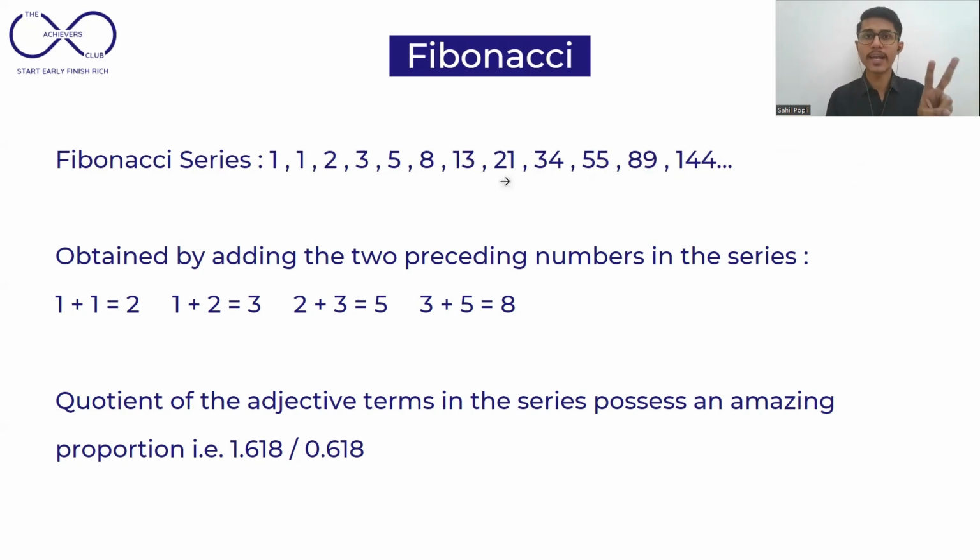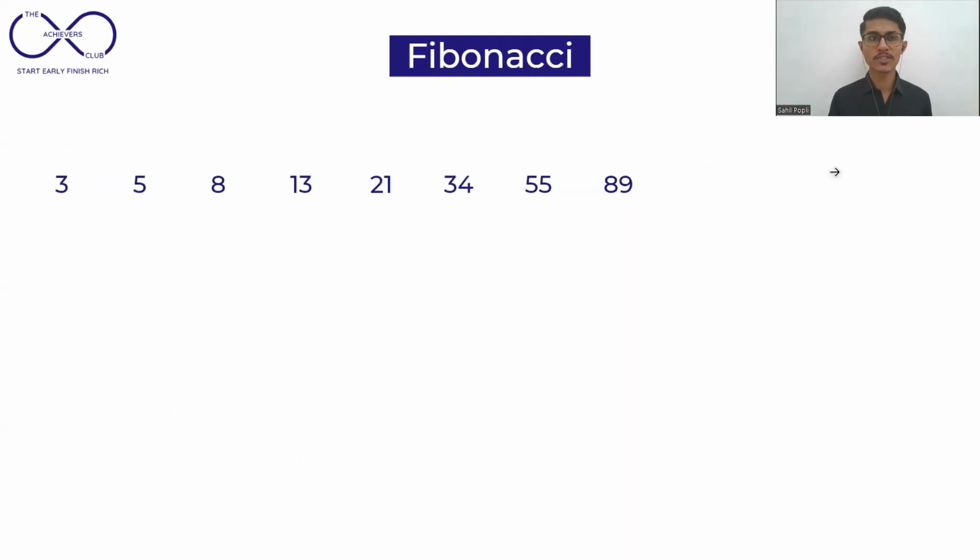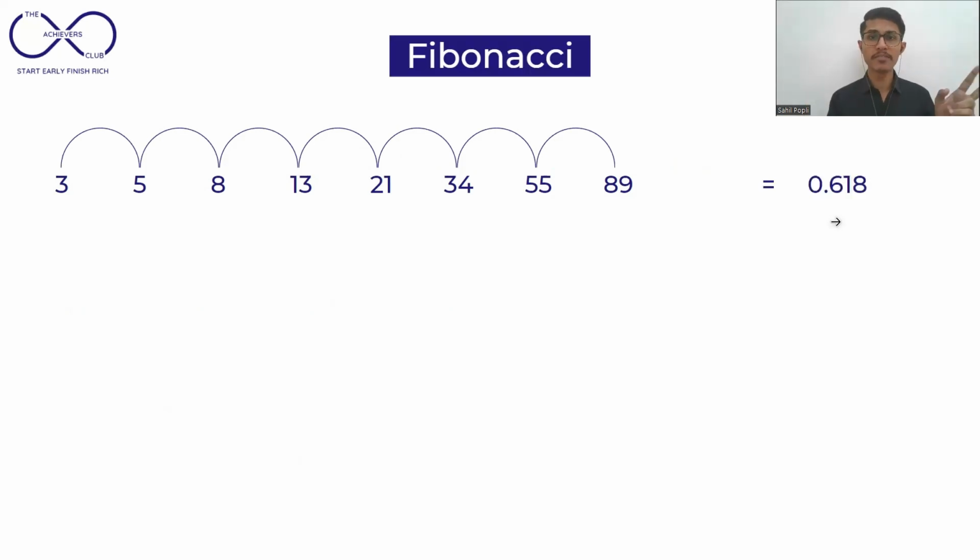You have to take two adjacent numbers, like 3 and 5, 5 and 8, 8 and 13, and so on. That's the basic functioning of Fibonacci. If we divide consecutive numbers, which means 3 by 5, 5 by 8, 8 by 13, and so on, then we get the quotient of 0.618.